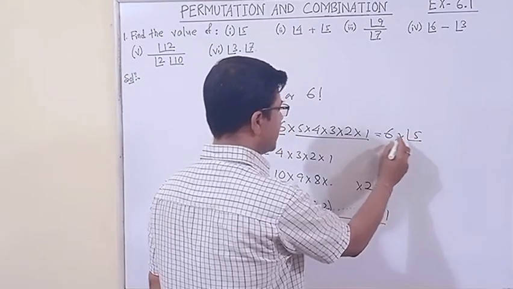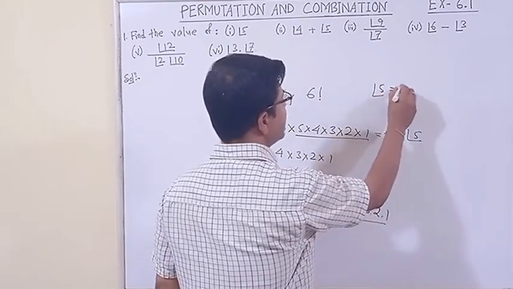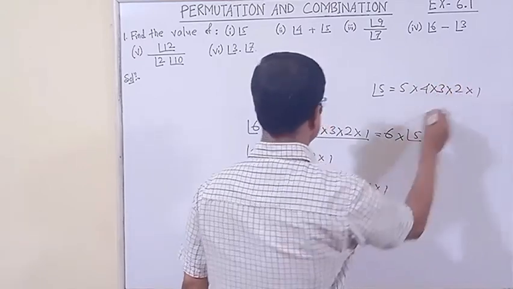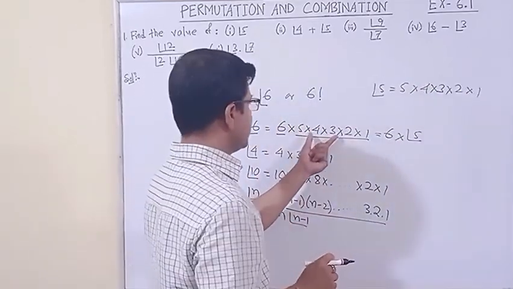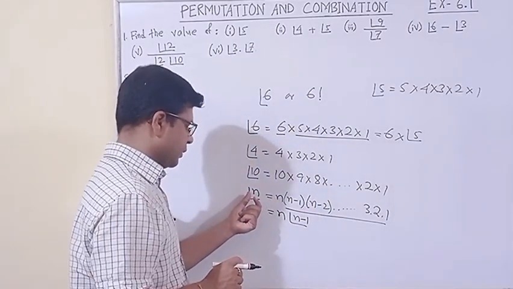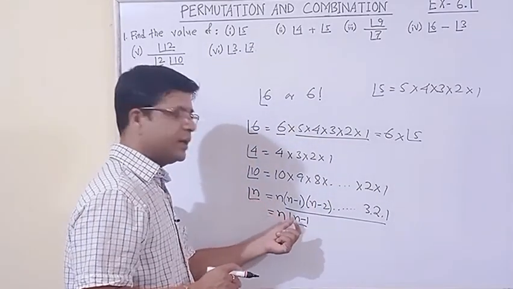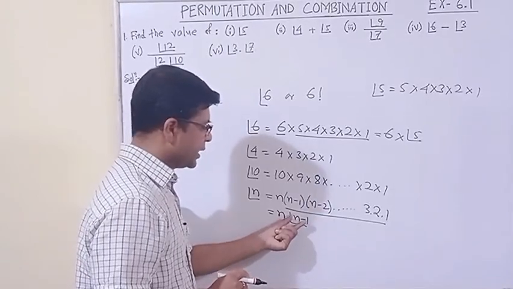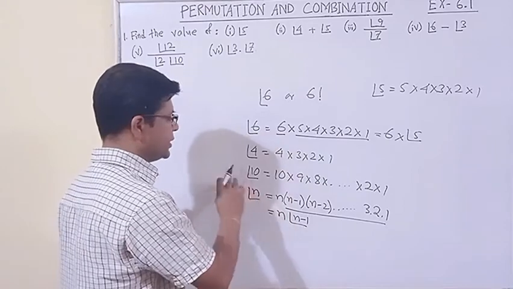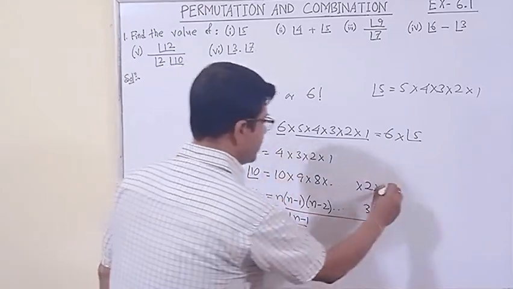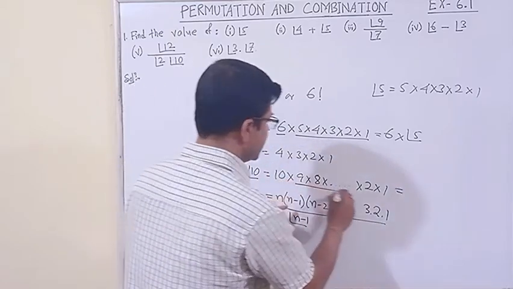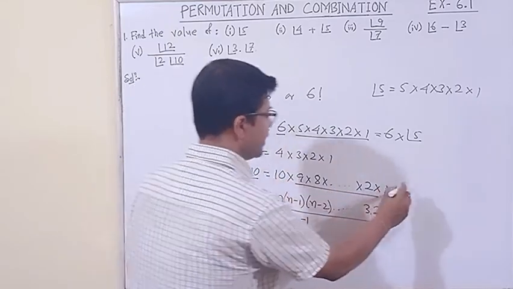What is the meaning of factorial 5? Factorial 5 means 5 into 4 into 3 into 2 into 1. This part. So this is factorial 5. So whenever the factorial of a number is written, that number into the factorial of its consecutive next number, in the decreasing order we are saying. In this way, what can we express? Factorial 10 means 10 into this. What is this? This is factorial 9.